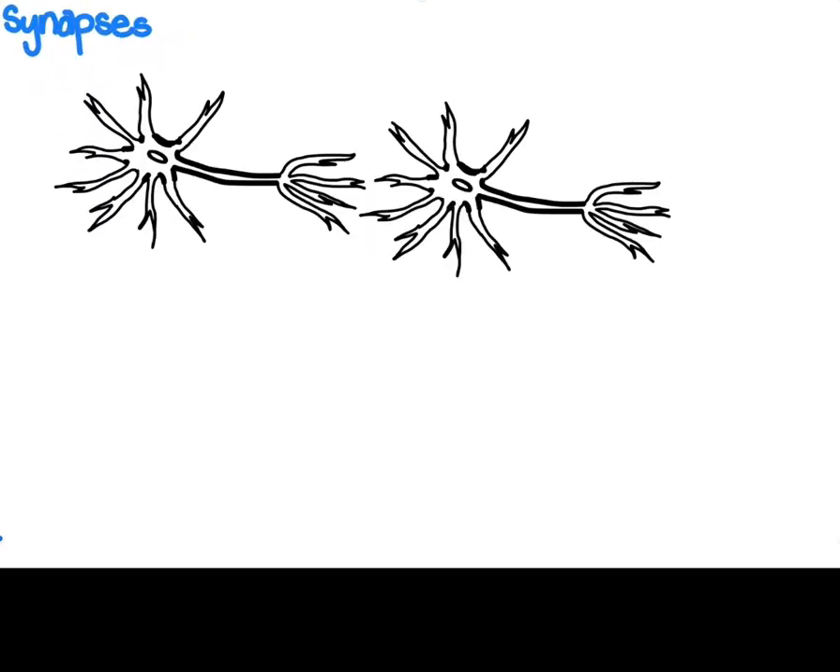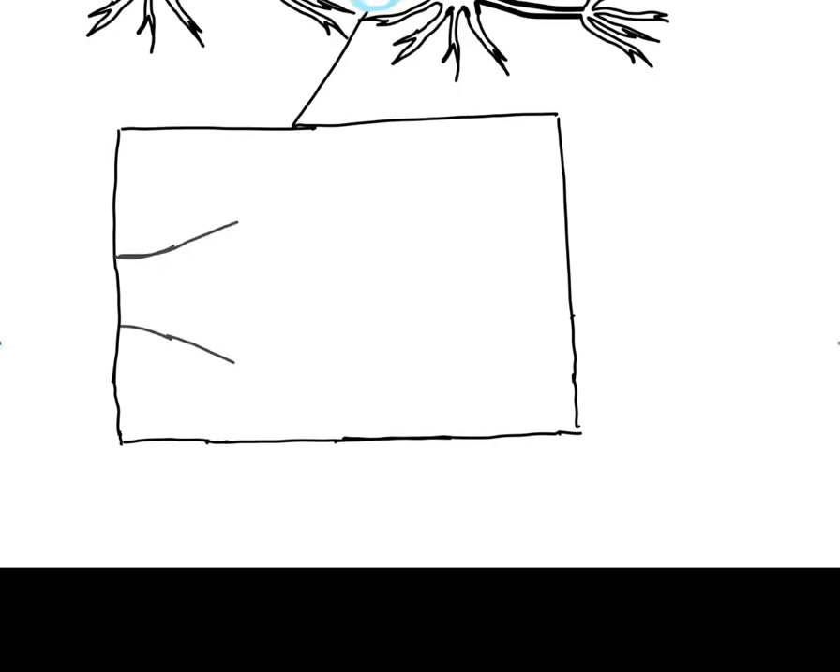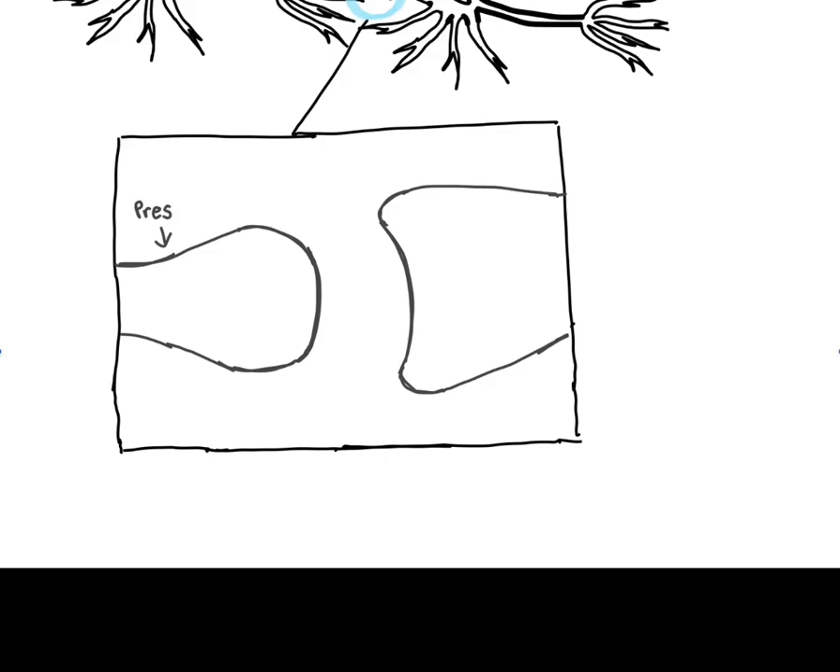This is a synapse. A synapse is the connection between nerves. Synapses are made up of 3 components: the presynaptic cell membrane, the synaptic cleft, which is the space between the 2 synaptic membranes, and the postsynaptic cell membrane.